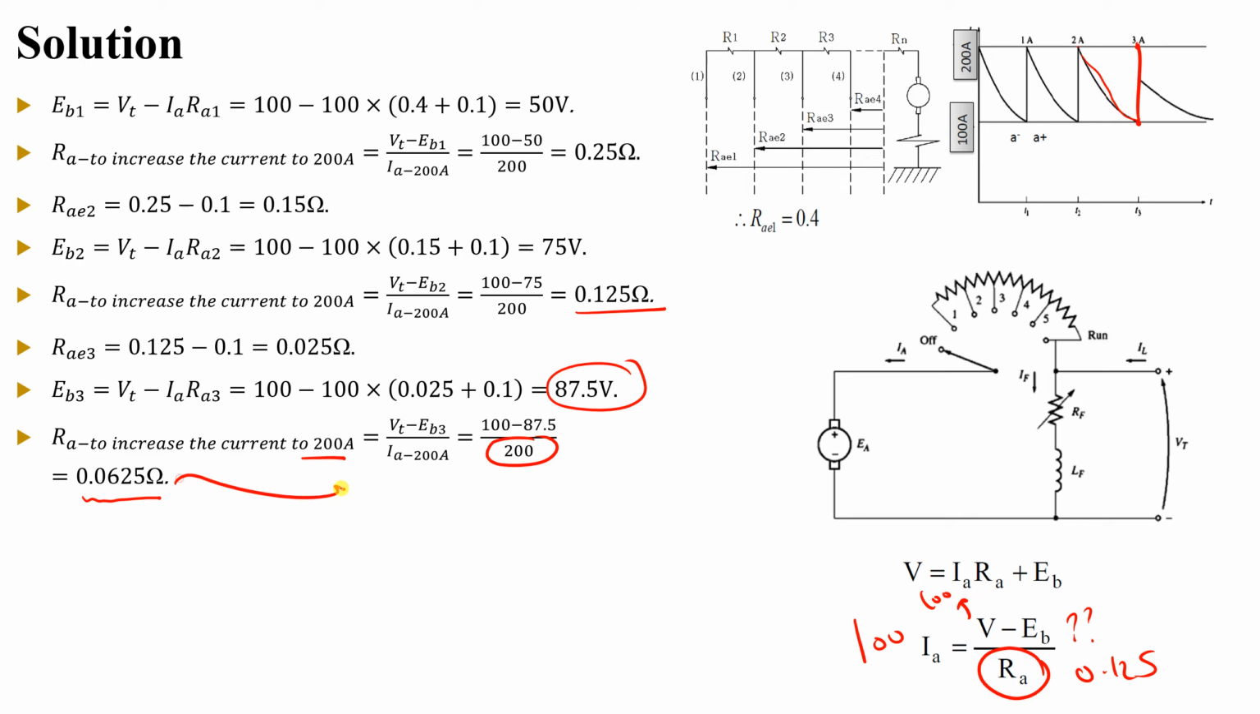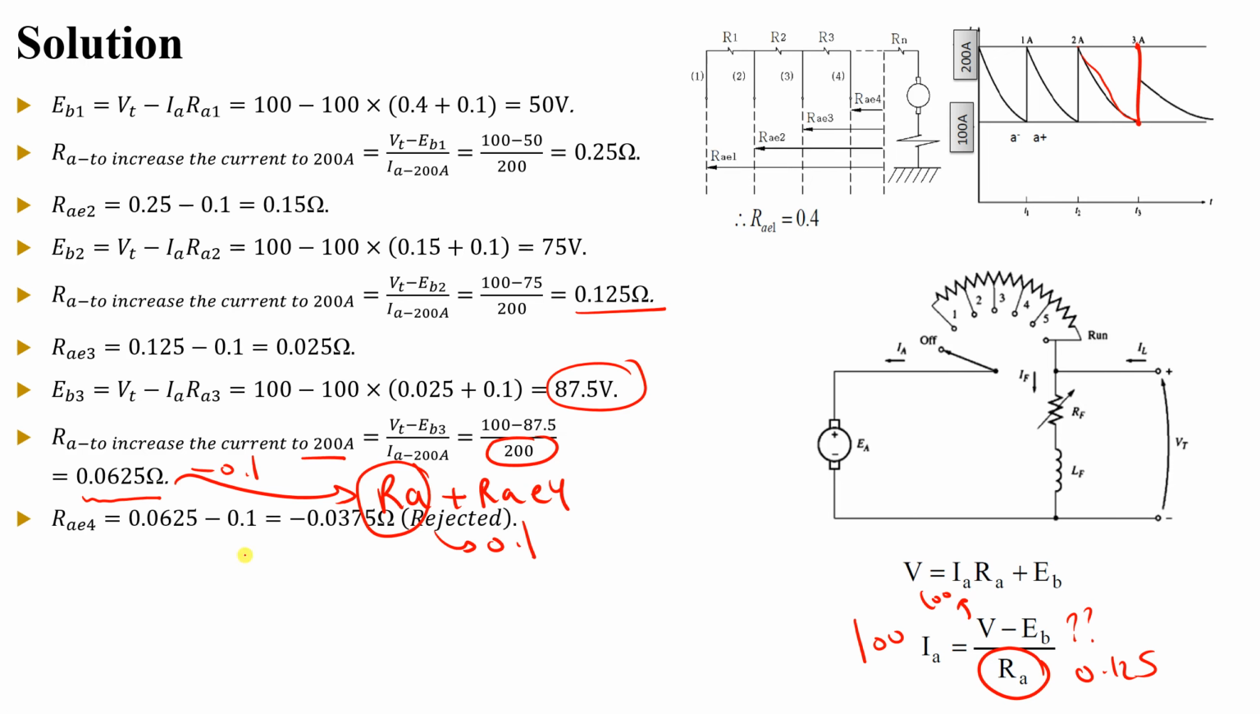This resistance is R armature plus RE4. However, as you can see, R armature alone is 0.1, which means it is not possible. This one is the last point for us. How can I know this? If you subtract 0.1, which is the resistance of the armature, then RE4 will be a negative value, which is rejected. We can't add a negative resistance.